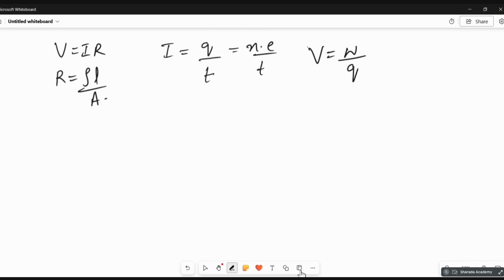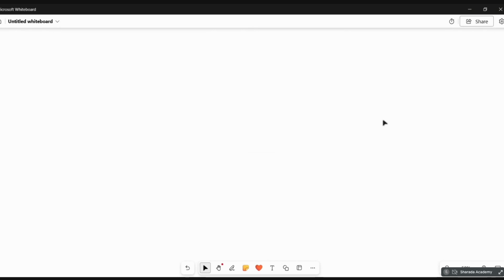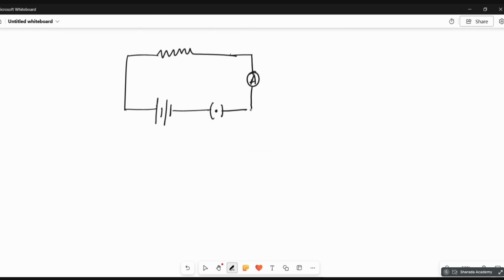Now we will see about series resistance, parallel resistance and all. Before that, I'll just draw how any circuit looks. For example, you have one resistor. You have a voltage connected to some battery here. Then you will have some key, then an ammeter. To measure the voltage, we will have a voltmeter, something like this.